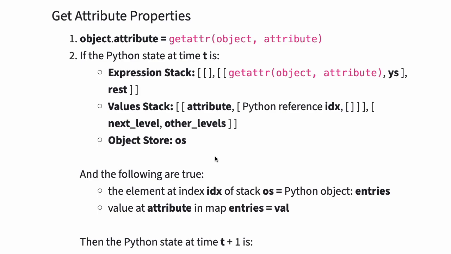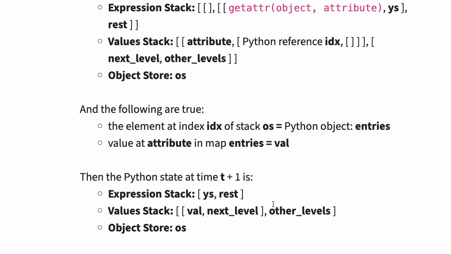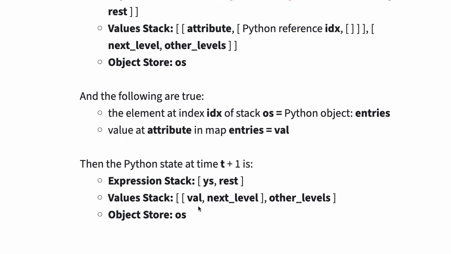If the element at index IDX of stack OS is the Python object with entries, and the value at attribute in entries is val, then Python is going to push val into the value stack and pop the empty element and the getAttr function call from the expression stack.